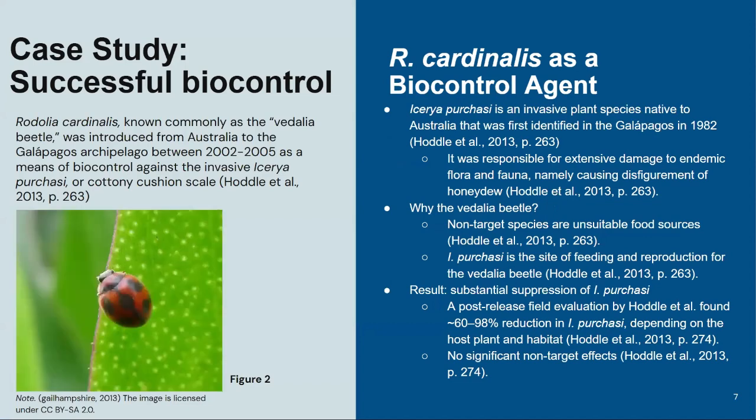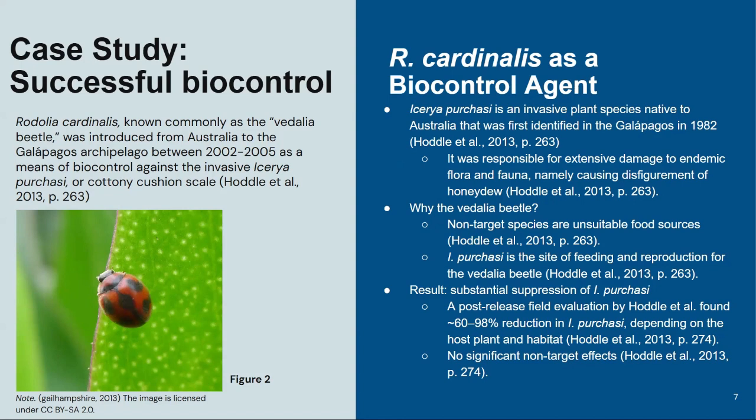One such example of successful biocontrol is the vedalia beetle. Rodolia cardinalis, known commonly as the vedalia beetle, was introduced from Australia to the Galapagos archipelago between 2002 and 2005 as a means of biocontrol against the invasive Icerya purchasi, or cottony cushion scale. Cottony cushion scale is an invasive insect species native to Australia that was first identified in the Galapagos in 1982. It was responsible for extensive damage to endemic flora and fauna, namely causing disfigurement to honeydew. So, the vedalia beetle was introduced to dampen cottony cushion scale populations.